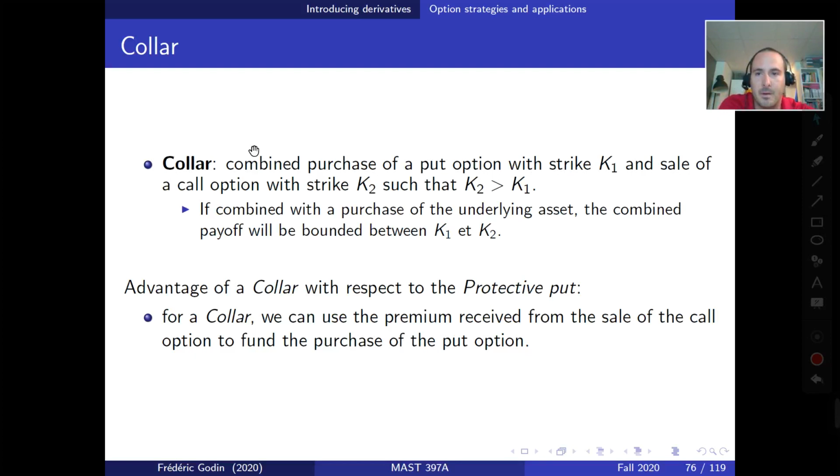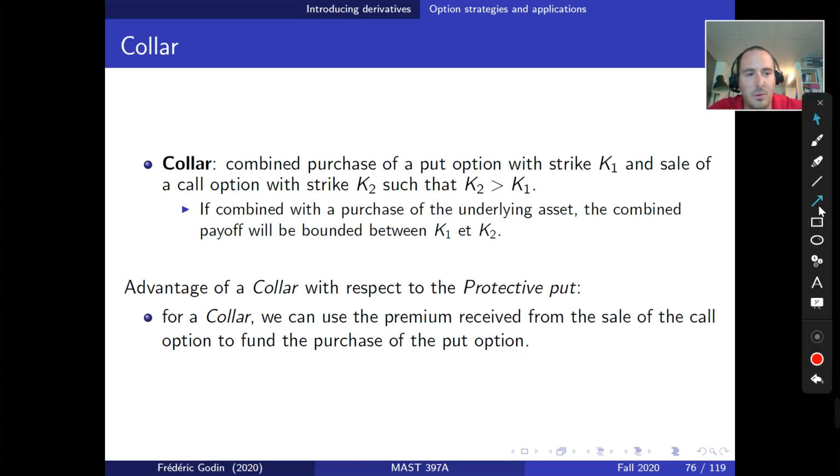Okay, so collar. This is another strategy which is used for risk management purposes. So what's a collar? A collar entails combining the purchase of a put option with strike K1 and the sale of a call option with strike K2 such that K1 is greater than K2.